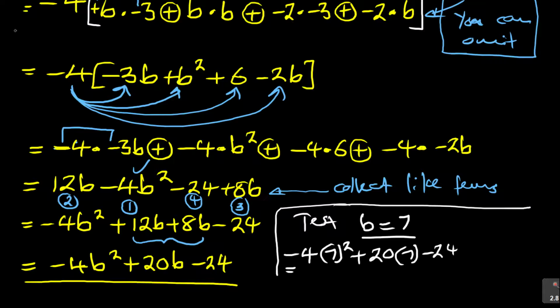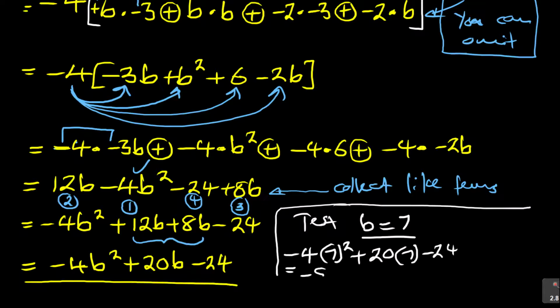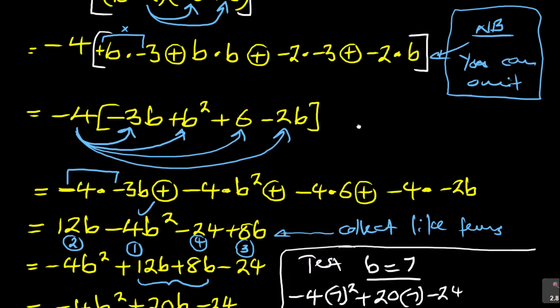Now rely on the calculator at this stage, but remember, enter in the calculator as it appears. So it's minus 4, put a bracket. We said b was 7 squared plus 20, put a bracket. B was 7 minus 24, equal to, it gives me negative 80. Guys, you choose any value you want. If you wanted to have a negative, it's possible. You can say minus 7, but why make it difficult? Just any simple number. Now we've got negative 80, b being 7.